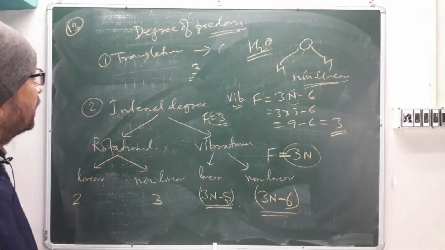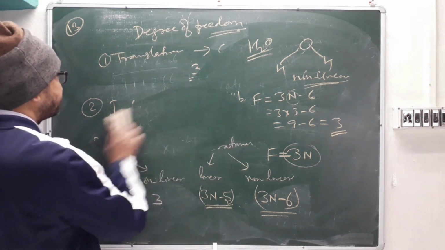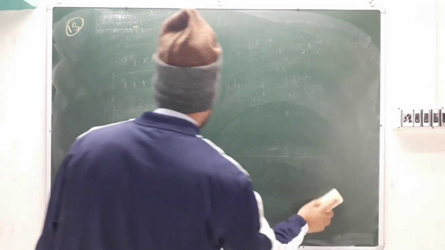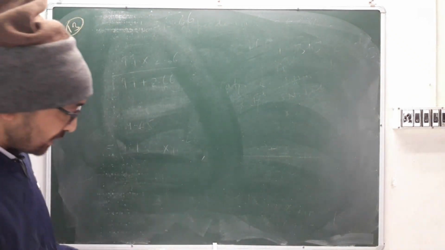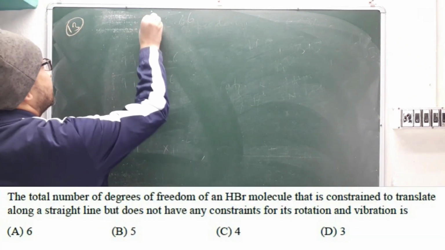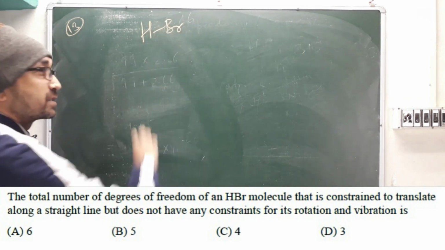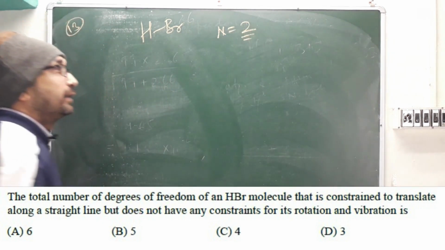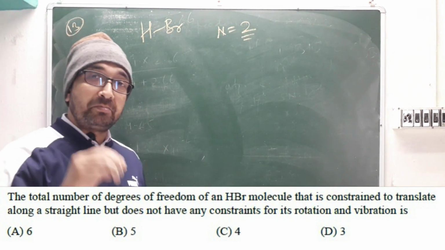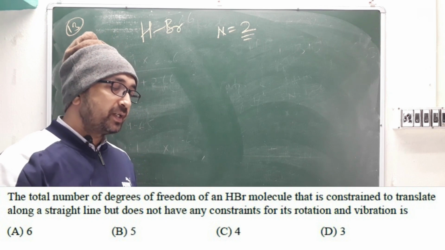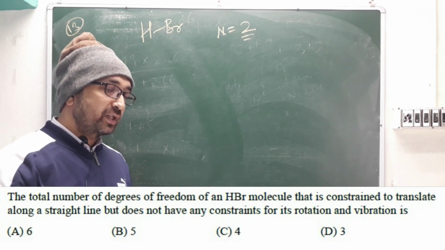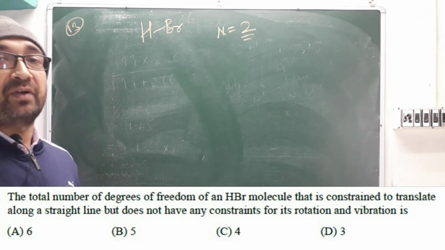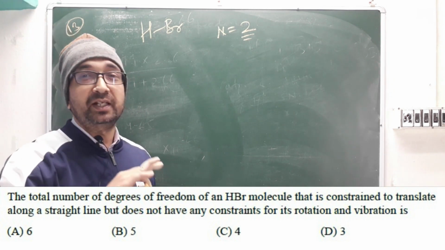Now the current question, what are they asking? You see the question, they are asking for the molecule HBr, sorry, not HCl, they are asking for HBr, and this is diatomic. So what is the value of n? It is 2, correct? Now they have made one condition here. The condition is that the HBr molecule is constrained to translate along a straight line but doesn't have any constraints for rotational and vibrational. So for rotational and vibrational there is no limit.